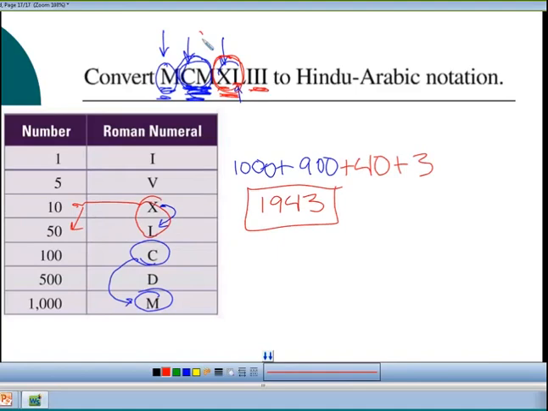So I hope that you're following what I'm saying here, where you're looking at, if I see a C, I've got to look at the number next to it.